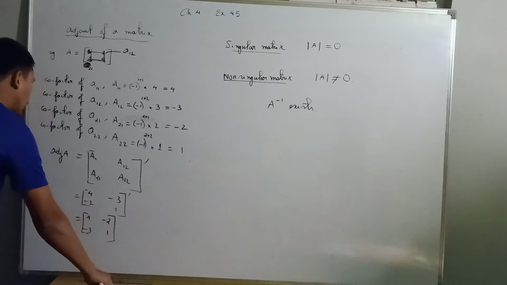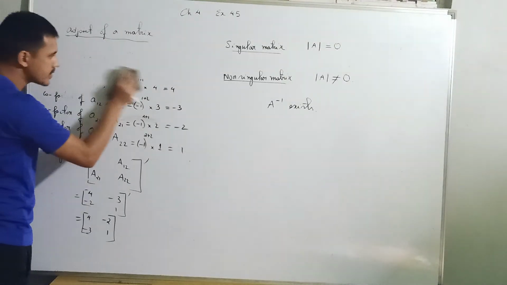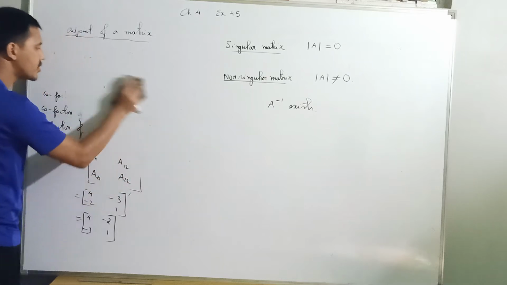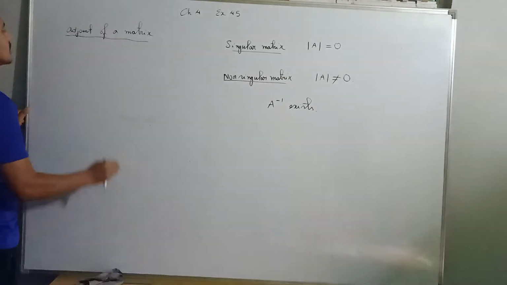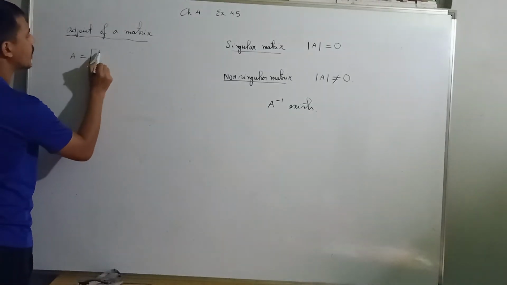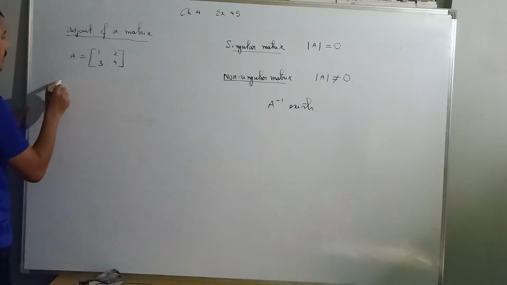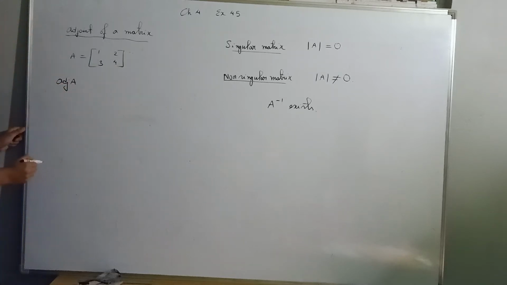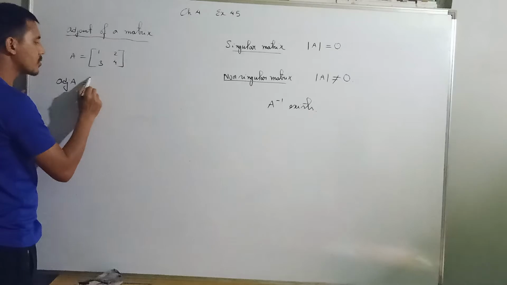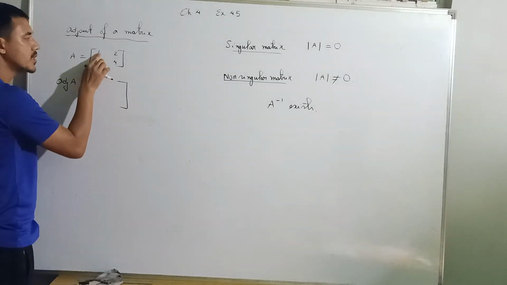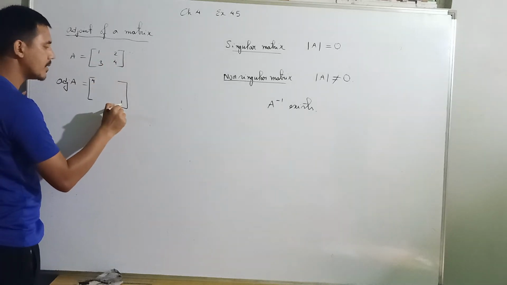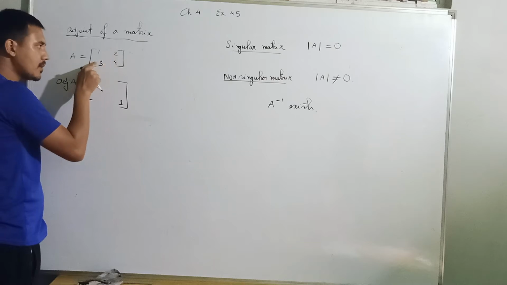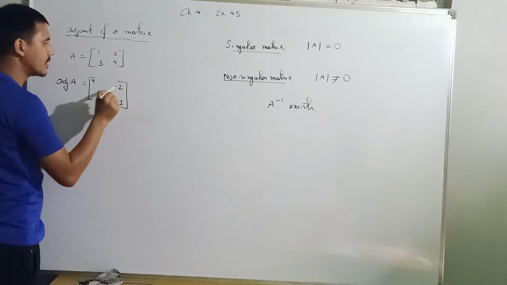But whenever you come across a 2 cross 2 matrix, instead of applying this definition, what we can simply do is, suppose A is your matrix 1, 2, 3, 4. I want to find out the adjoint of your matrix A. Now, instead of finding its cofactor and transposing it, for a 2 cross 2 matrix, you just exchange the diagonal elements, and to the anti-diagonal elements, we write its additive inverse.